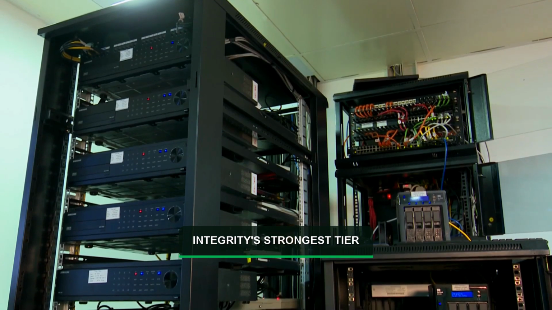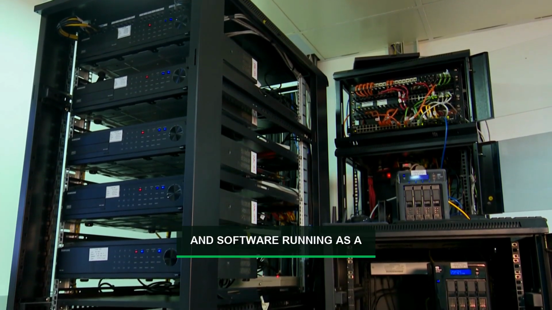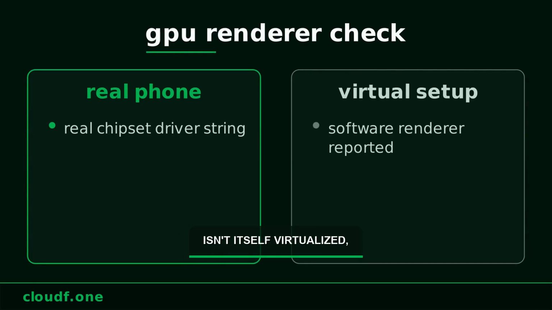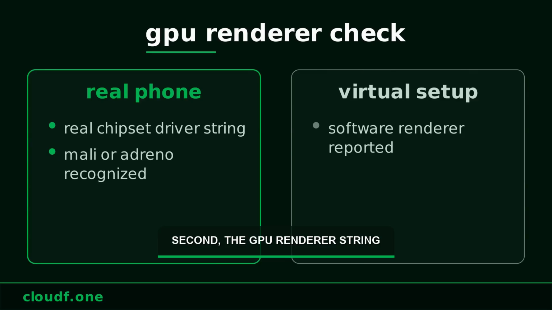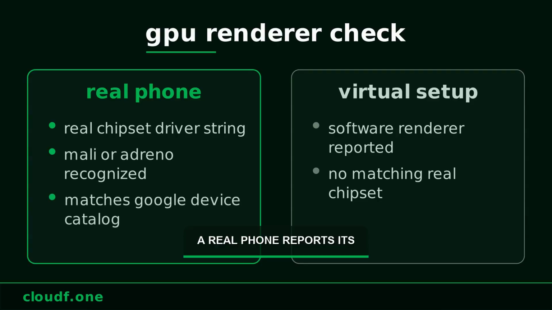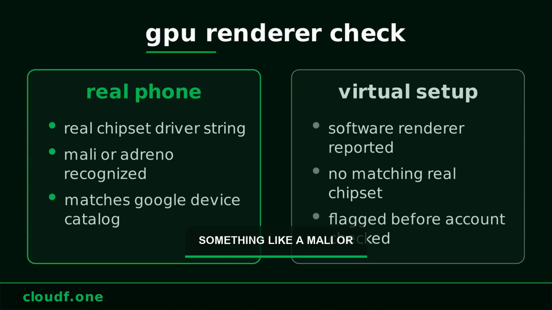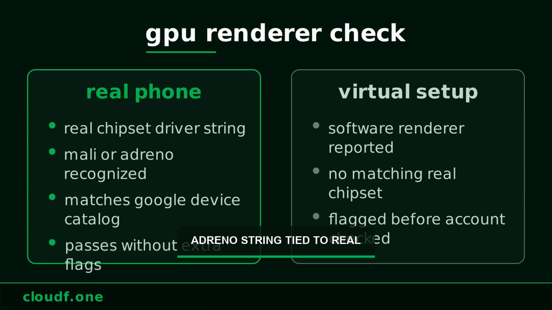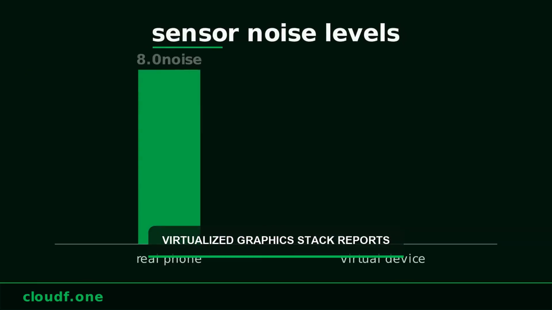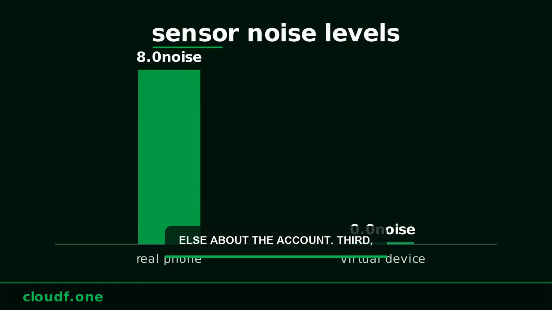Play integrity's strongest tier needs a hardware-backed key, and software running as a virtual machine on a server has nothing to offer that isn't itself virtualized, which is exactly what attestation was built to catch in the first place. Second, the GPU renderer string gives it away almost as often. A real phone reports its actual chipset's graphics driver, something like a Mali or Adreno string tied to real silicon that Google's own device catalog recognizes. A virtualized graphics stack reports a software renderer instead, and that string alone is often enough for a fraud model to flag the session before it even checks anything else about the account.